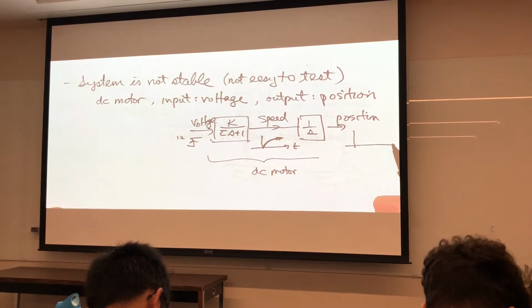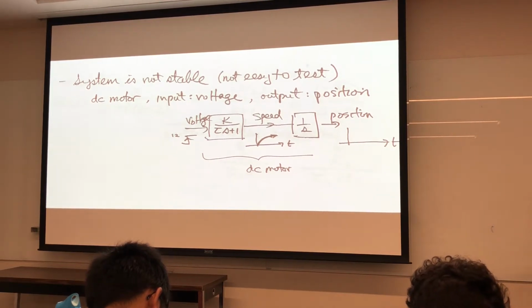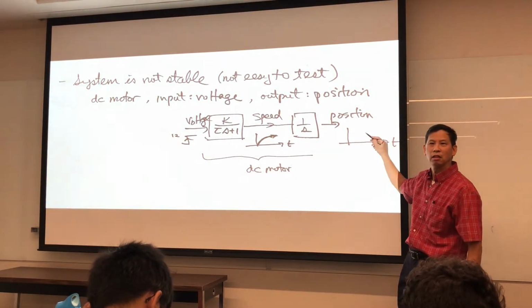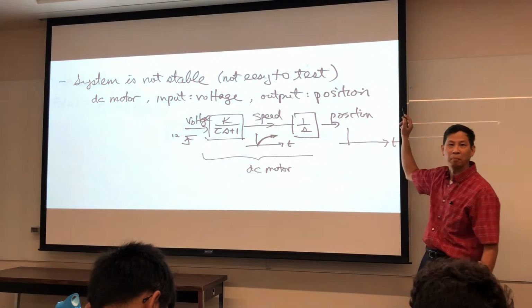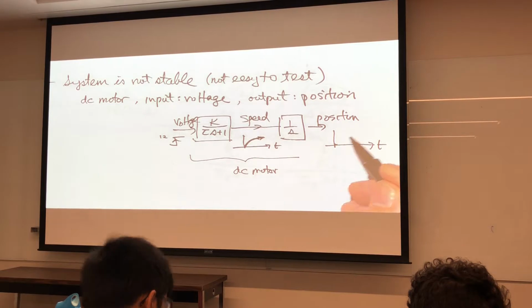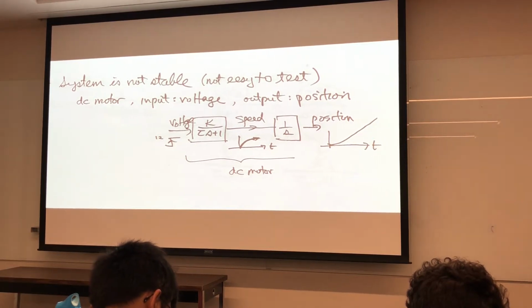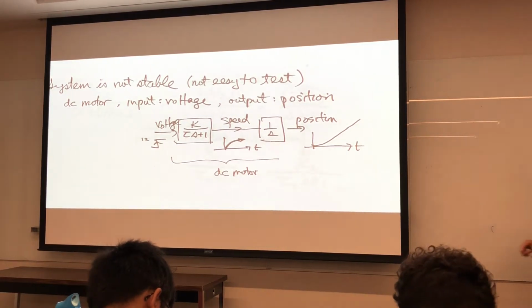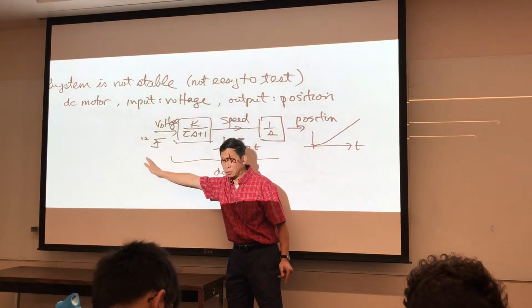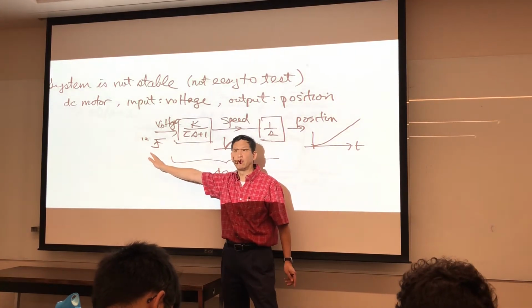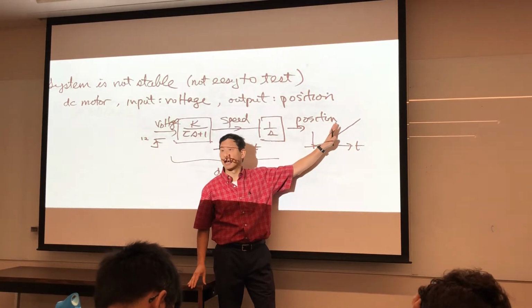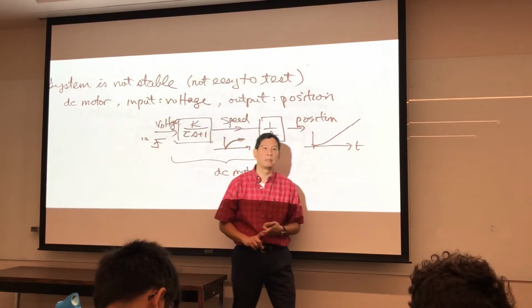What is the position doing here in time if the speed is constant? It's going bigger and bigger and bigger, right? If the motor continues turning, its angular position grows. So it goes something like this. So here is my model of my motor. Bounded input, bounded output, right? Because it's bounded by 12 volts. What is the bound over here? It's not bounded.